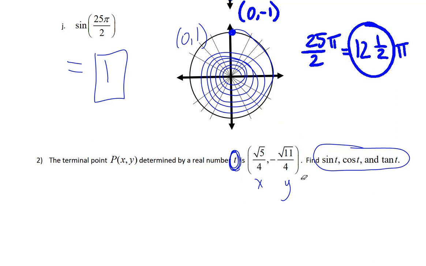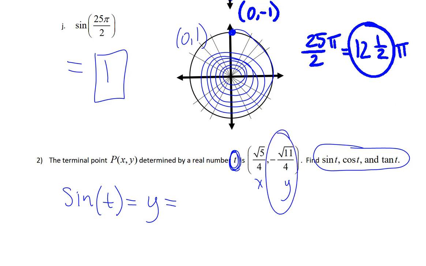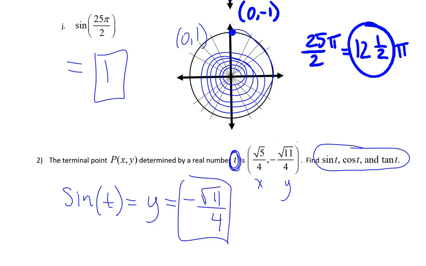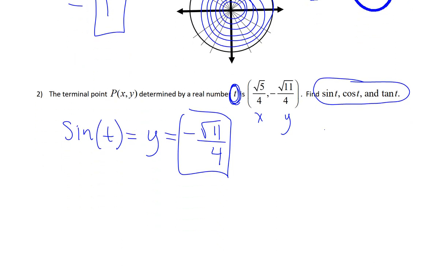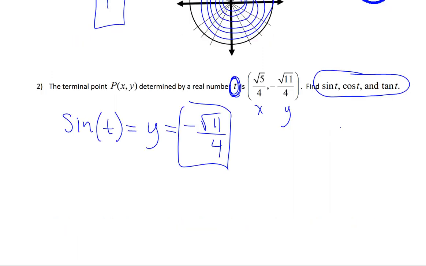Well, thankfully, we know that sine of t, as defined above, is equal to the y-coordinate of our point, which is given directly to us. So all we've got to do is put that in. That's negative square root of 11 over 4. That's just the y-coordinate of our point given. So they gave us the terminal point, which has the x and y coordinates, and that's really all we need for this. Moving on, so cosine of t, again, cosine is the x coordinate that was provided to us, the square root of 5 over 4.